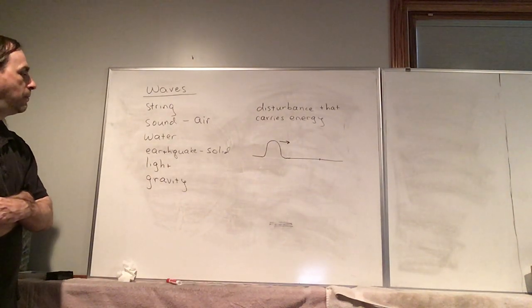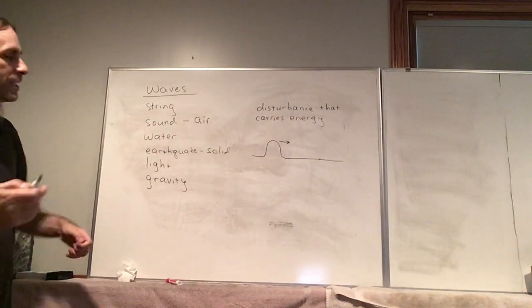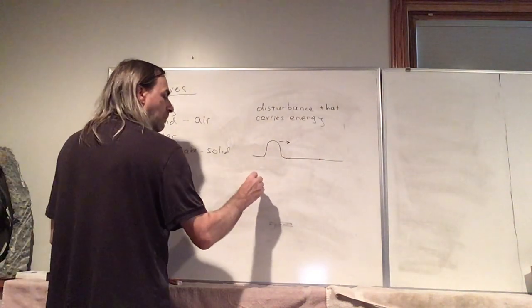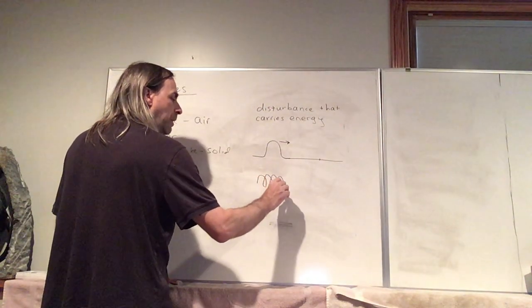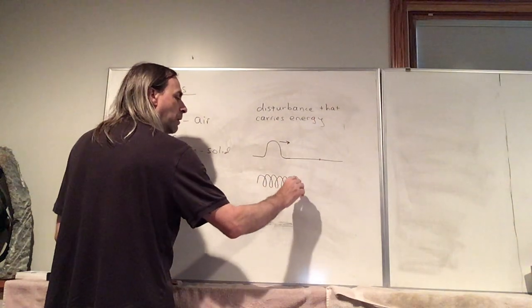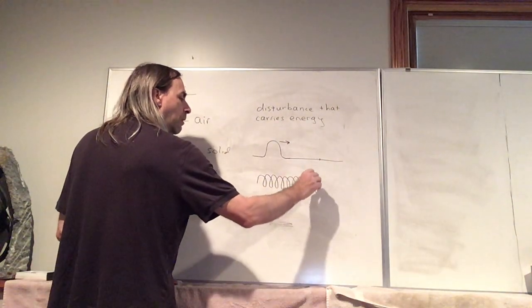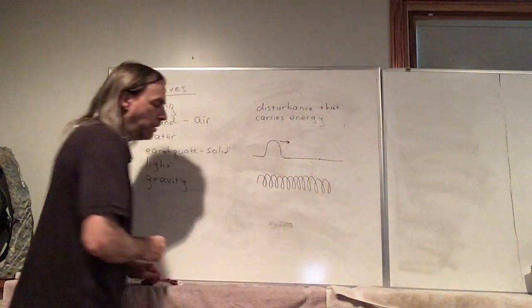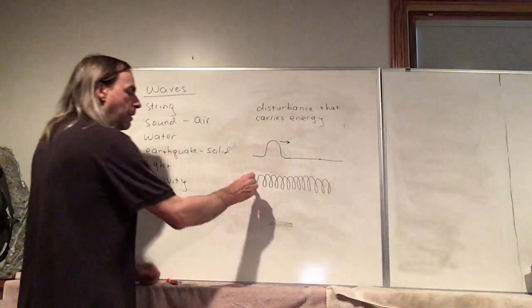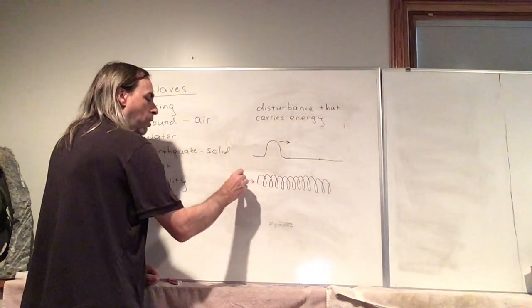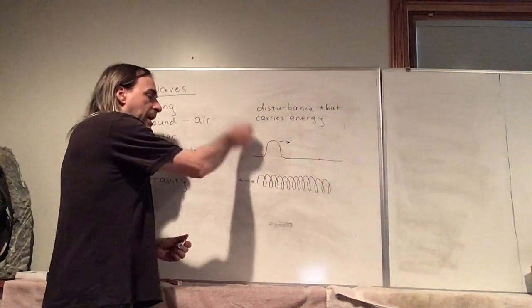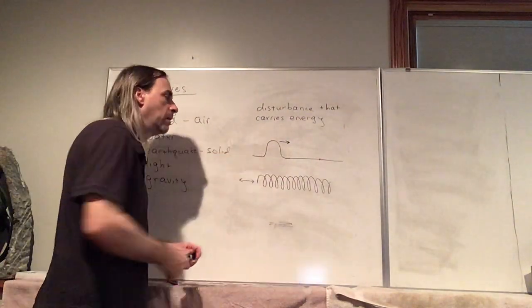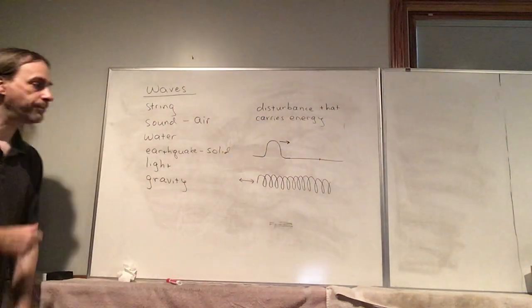And I'm going to look at another one. Let's say we have a spring. A great example of a spring would be a slinky. So let's say we have a slinky, and you grab the end and oscillate it back and forth this way. You can take a slinky and oscillate it back and forth this way, and it'll create waves like this.